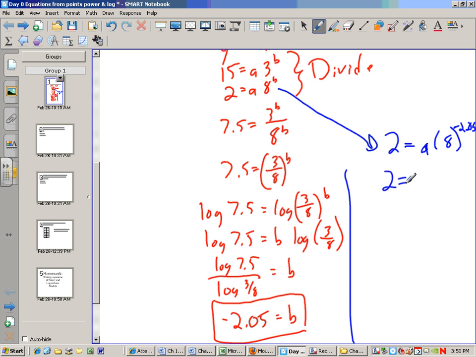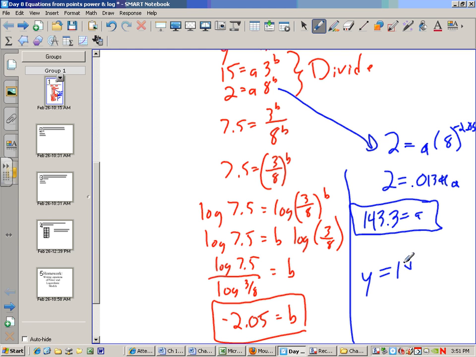So I'll have to take 8 to that power, which is 0.0139. 0.0139 times a is going to equal 2. So if I divide 2 by 0.0139, a is going to be 143.3. All right, so I have my a, I have my b. Now I can go back and write my equation. y is equal to a, 143.3.